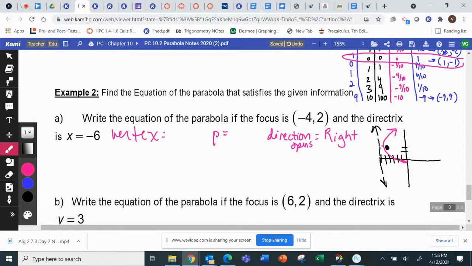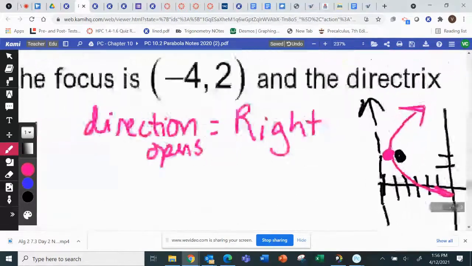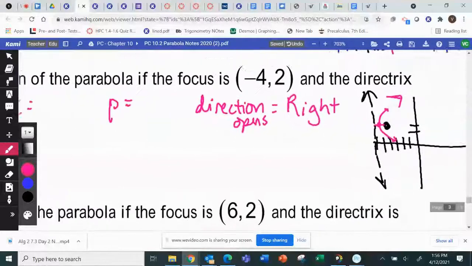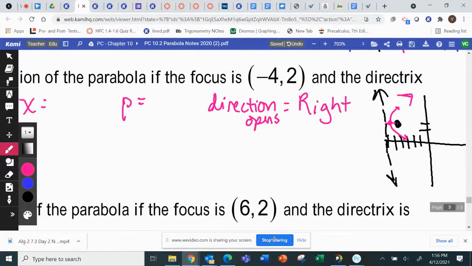And then the vertex should be, man, I need to zoom in to do a better job of drawing that. Let me erase this real fast. The vertex is exactly in the middle of those, equidistant between the focus and the directrix. So we should be able to find this vertex point. It's exactly in between those. So -5.